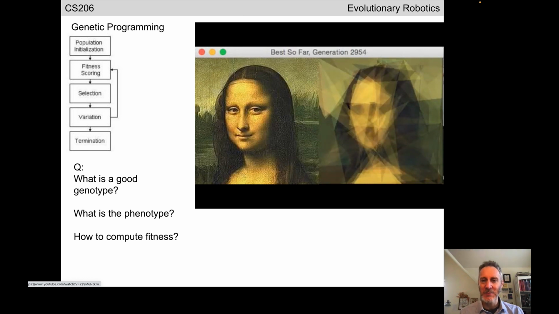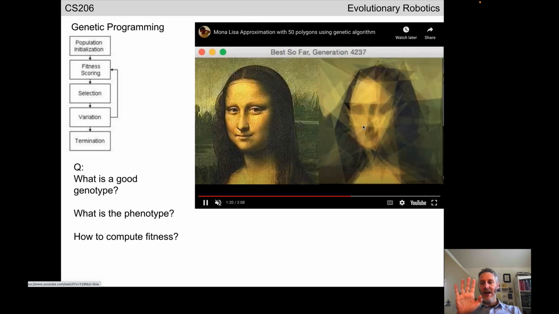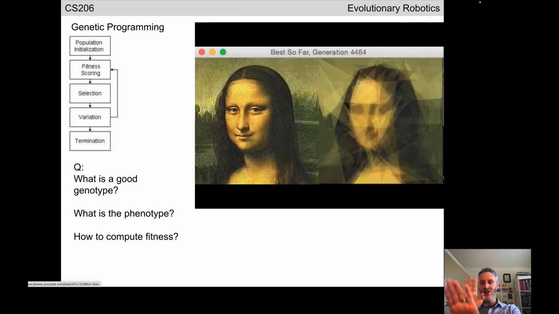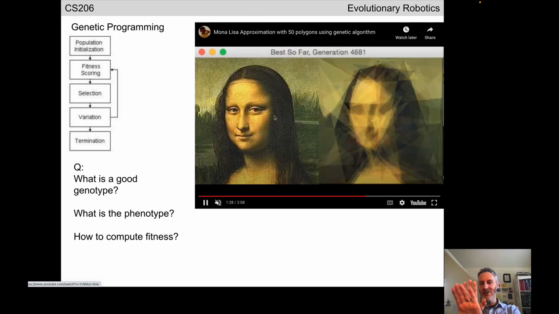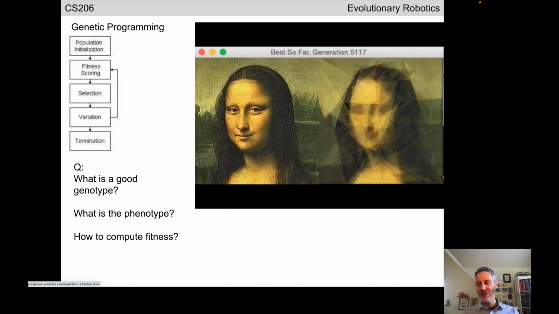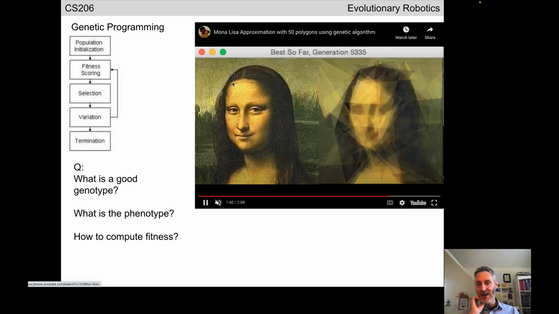As a thought experiment between now and our next lecture, I want you to think about how the tree is encoding these figures. So we're going from a tree to a PNG, to an image, and then we're taking that evolved PNG and comparing it against the PNG of the Mona Lisa. And the difference between those pixel values represents the fitness of the tree, the genotype.